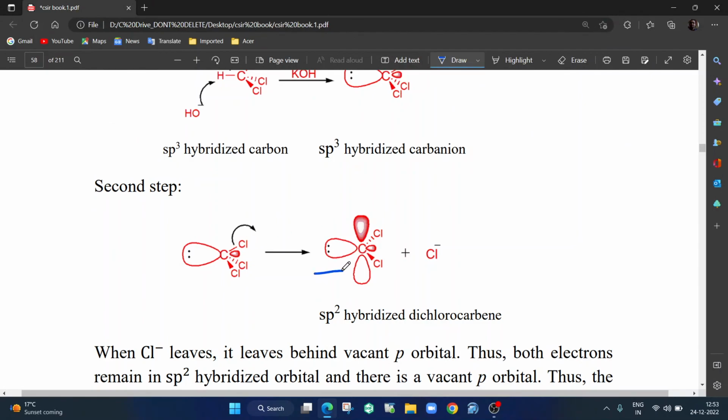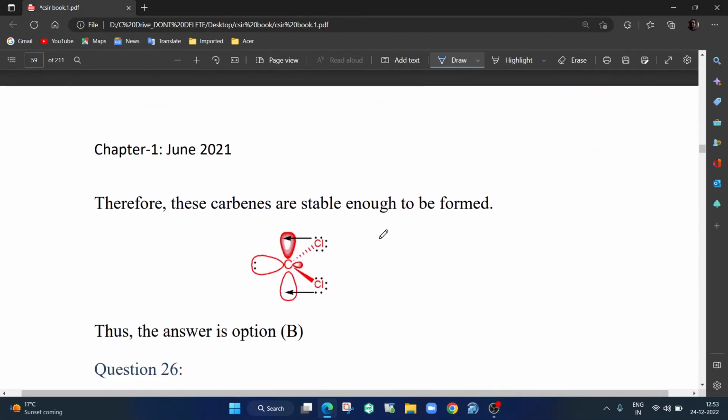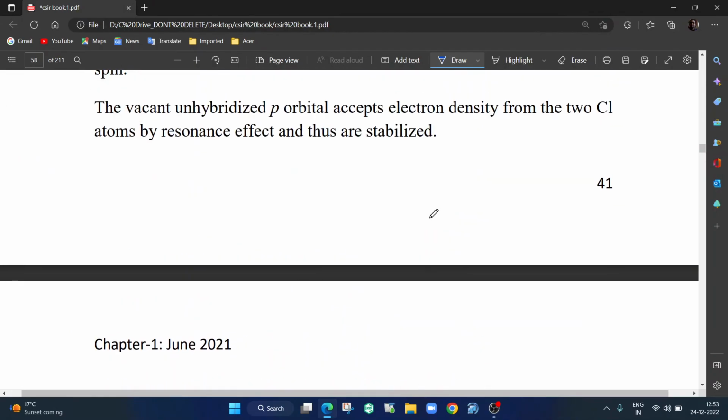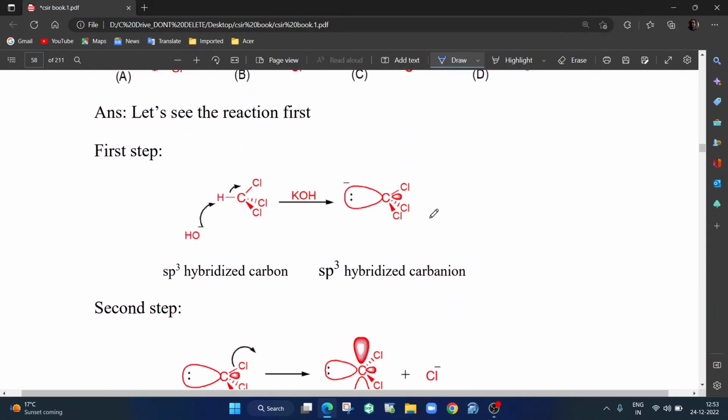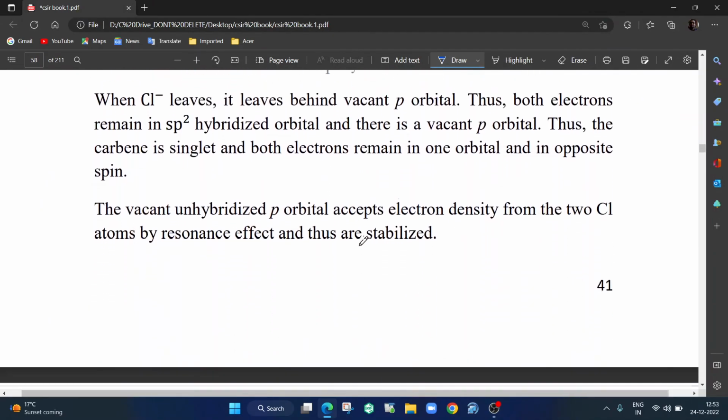Now, this p orbital cannot gain electrons from the carbanion part. So this is basically the structure, and this unhybridized p orbital gets stabilized by the 2 chlorines, and that is why they are quite stable, and it has even been isolated and characterized, right. So the answer is option number B. Moving on to the next question.